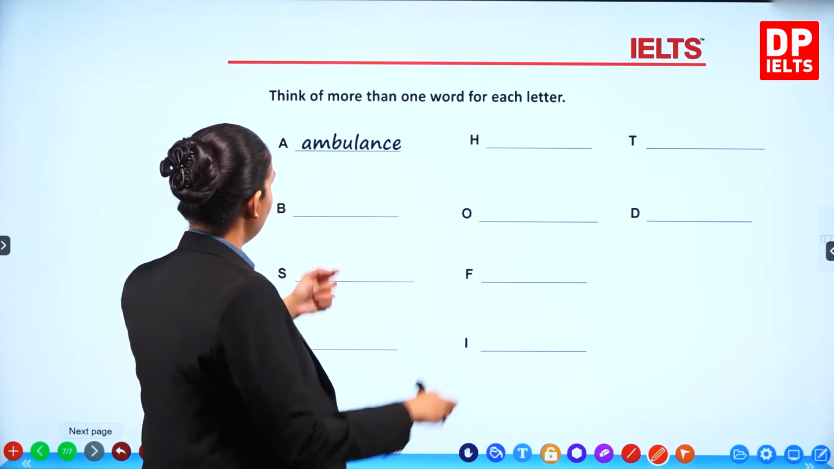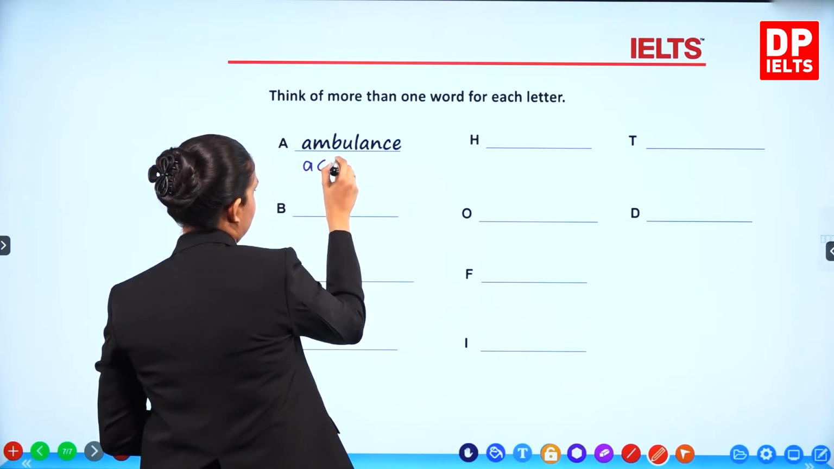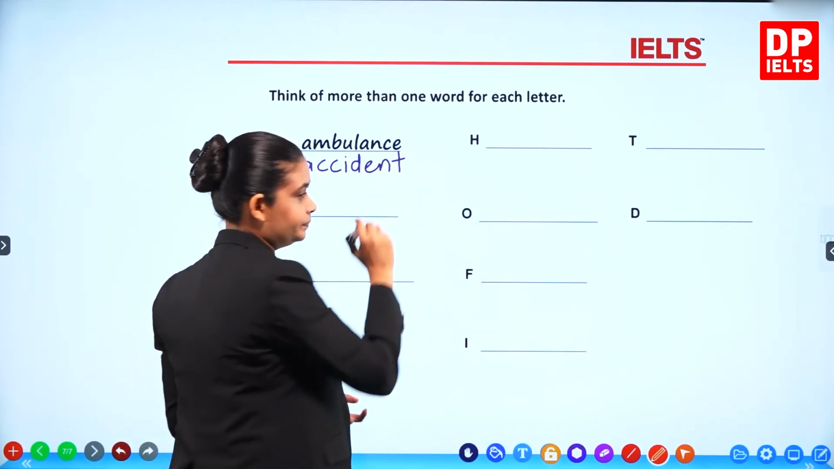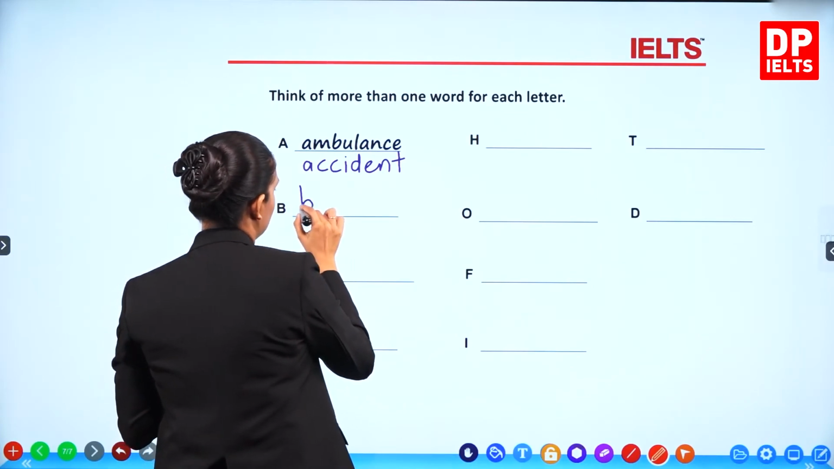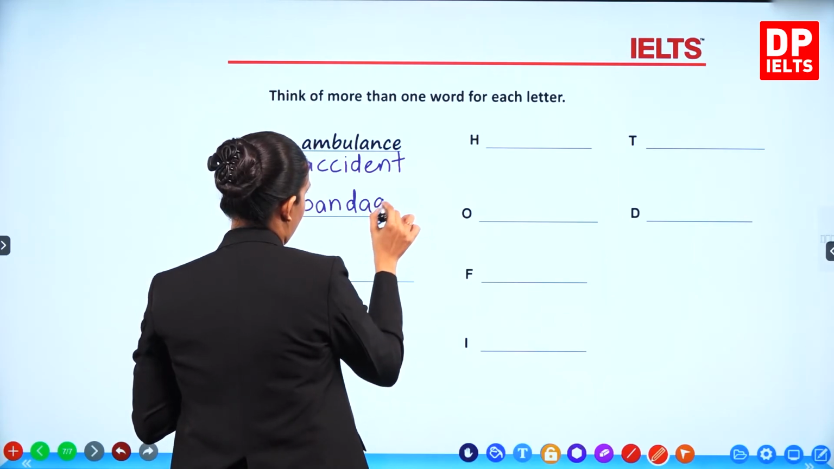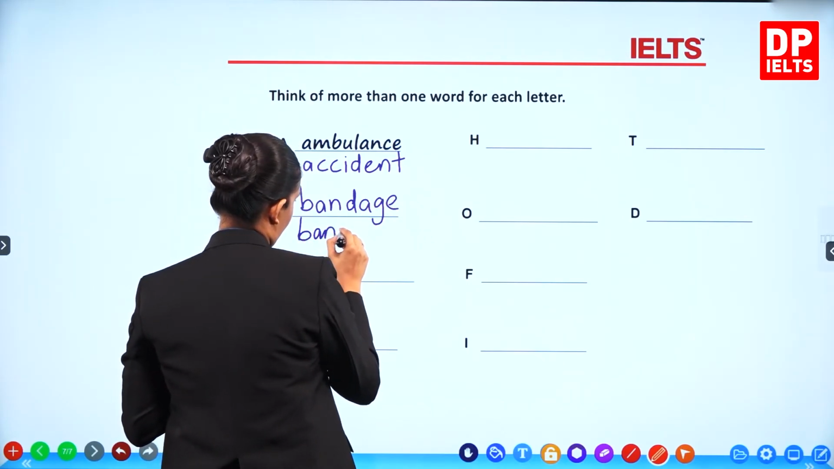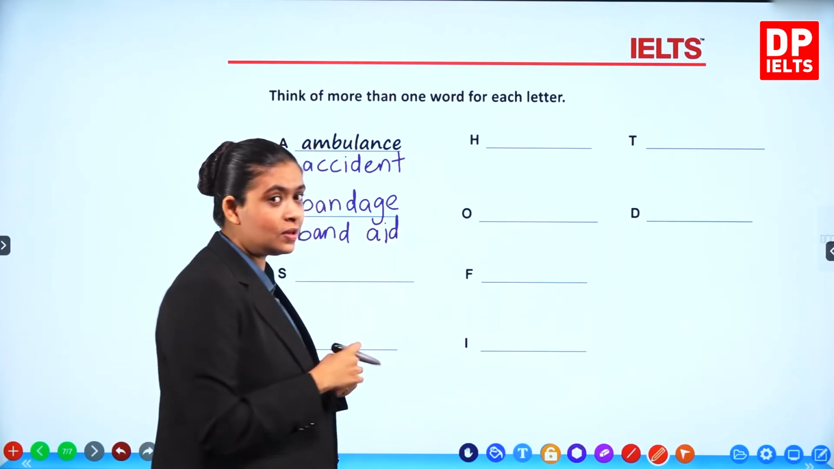So for A there is ambulance. I will write accident. Okay? Next one, B, bandage. Let's try bandage. Another word we can write band-aid. What is band-aid? In our words, plaster.